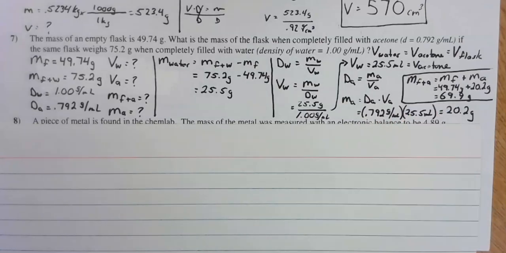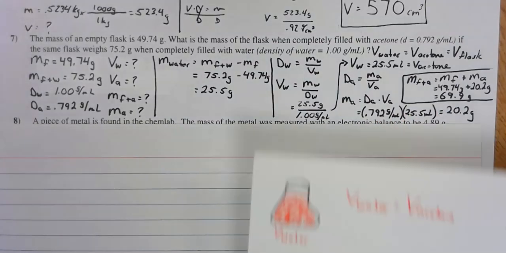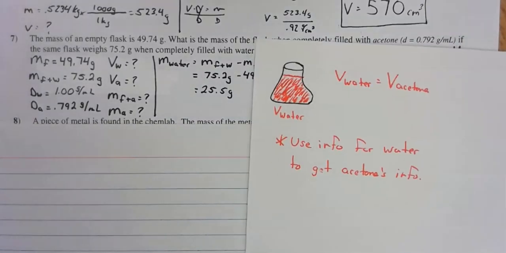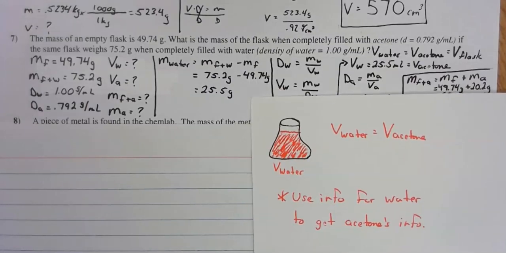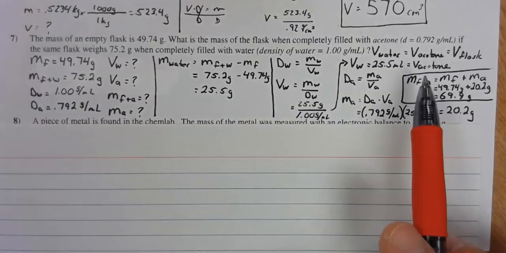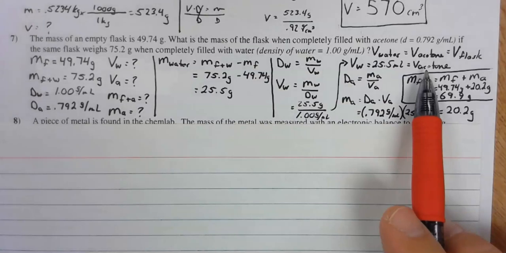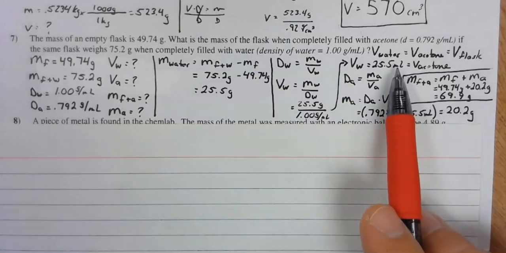That's the volume of acetone, right? Because again, if I could fit 25.5 milliliters of water in that flask, I could fit 25.5 milliliters of acetone in the same flask. So now I have my volume of acetone, 25.5 milliliters.